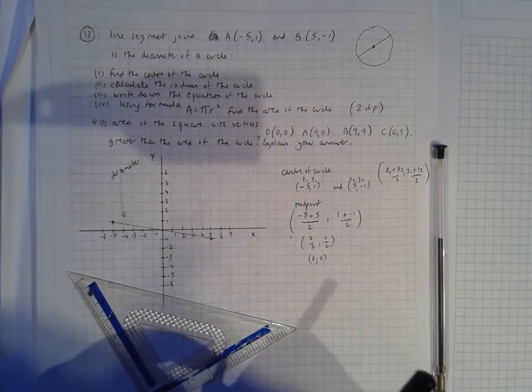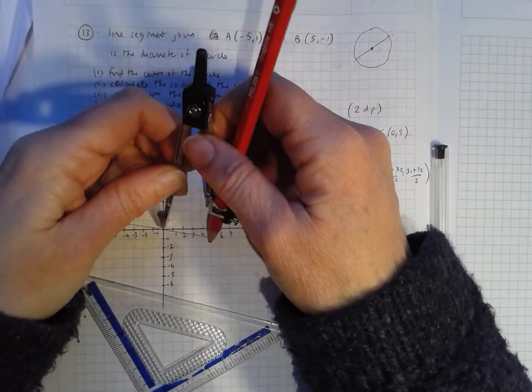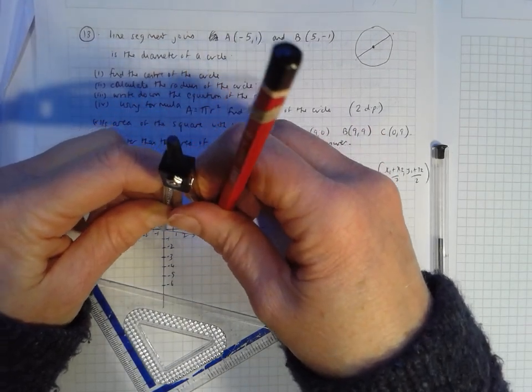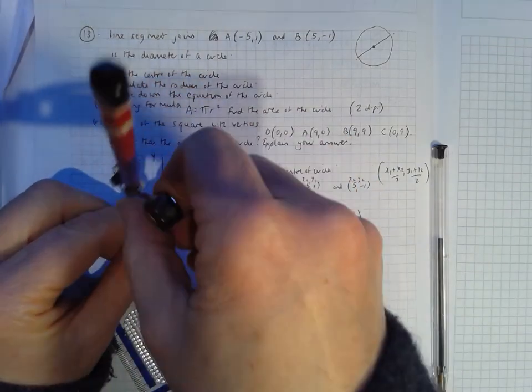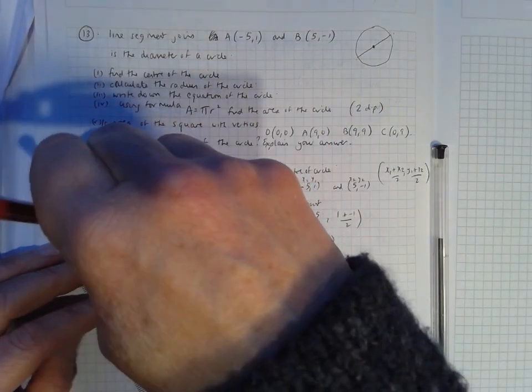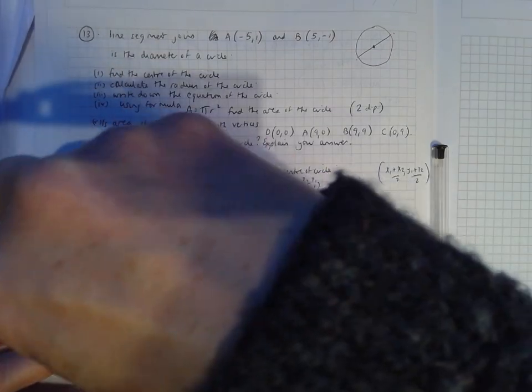Okay, so let's just draw it anyway, now that I have my compass to hand. If I put the center at (0, 0) and I draw my circle using my compass. Oh, this is very nice.